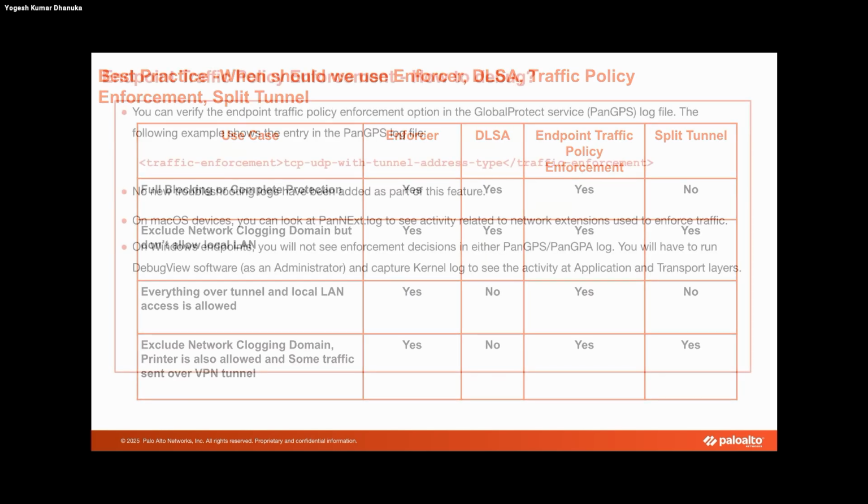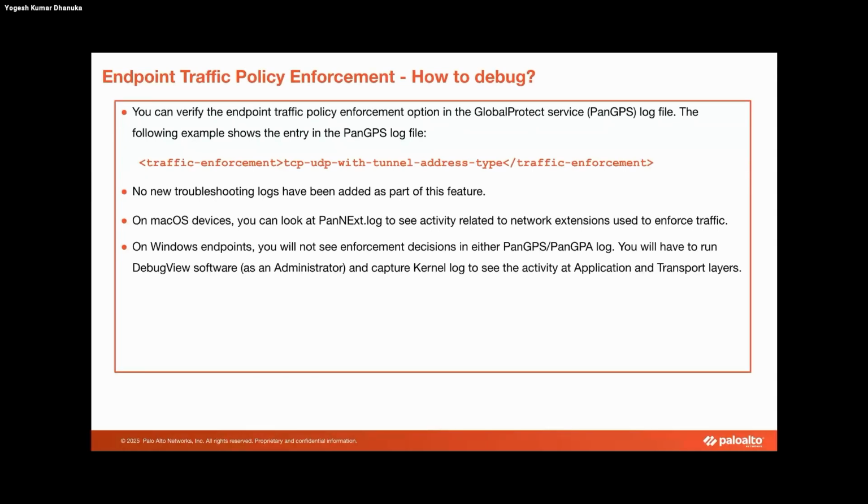Now, let's talk a little bit about debugging these. When we are debugging the endpoint traffic policy enforcement for Windows devices, there is no separate logging. There's no separate log file that you would see as part of this feature. What we can do is, when a user complains about a specific issue, that they are not able to access something, or something is not working, and that happened after you enabled the traffic policy enforcement, the first thing you can do is have the user generate the log bundle, the GlobalProtect log bundle.